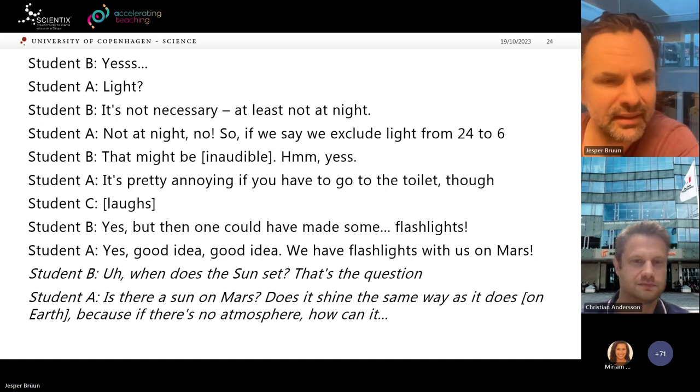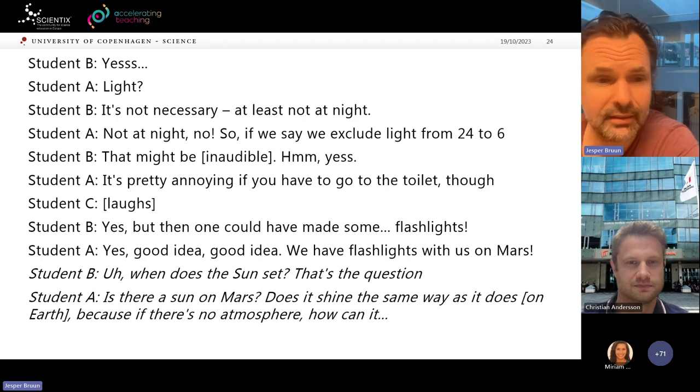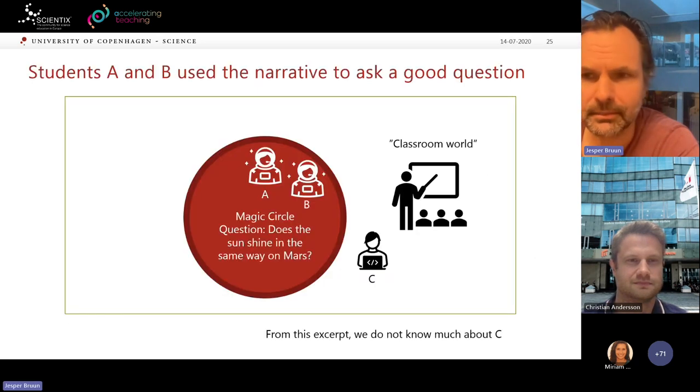So here comes something that I have highlighted. So when does the sun set? That's the question. Is there sun on Mars? Does it shine the same way as it does on Earth? Because if there's no atmosphere, how can it? And now we leave the discussion.